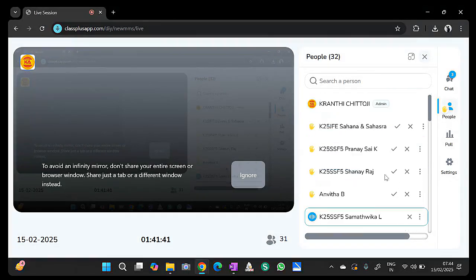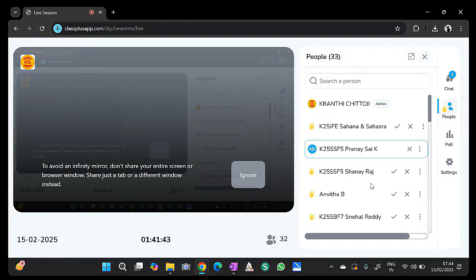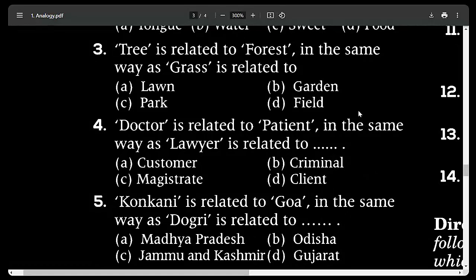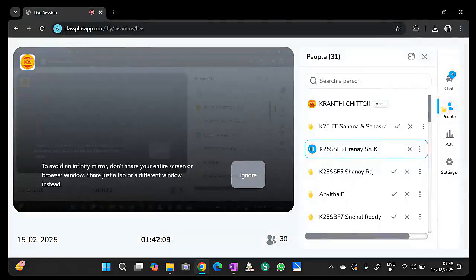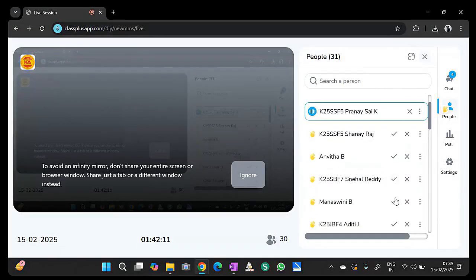Okay, let's see. Pranay, can you say the answer? Pranay, can you give the answer? Sir, yes. What is the relationship between Konkani and Goa? Pranay, you know or you don't know? Sir, I don't know, sir. You're raising hand, ready to answer.